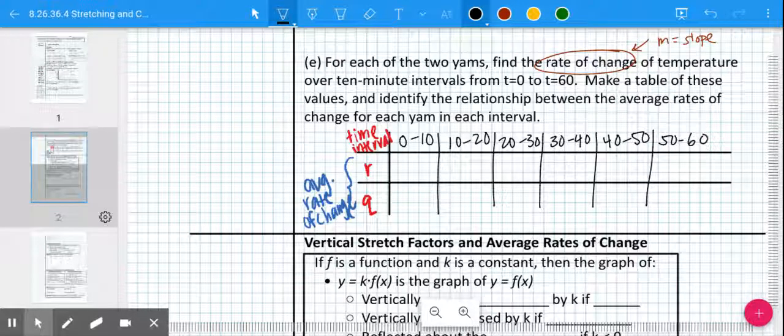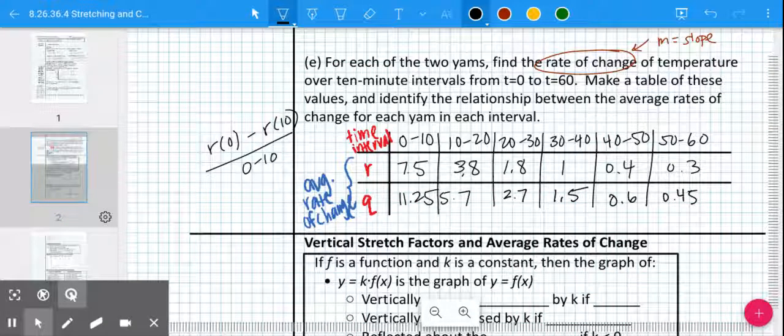And then we're going to calculate the rate of change values. So you're going to do R of 0 minus R of 10 using your table over 0 minus 10. And you're going to do all of these. Go ahead and pause this video to complete that table.